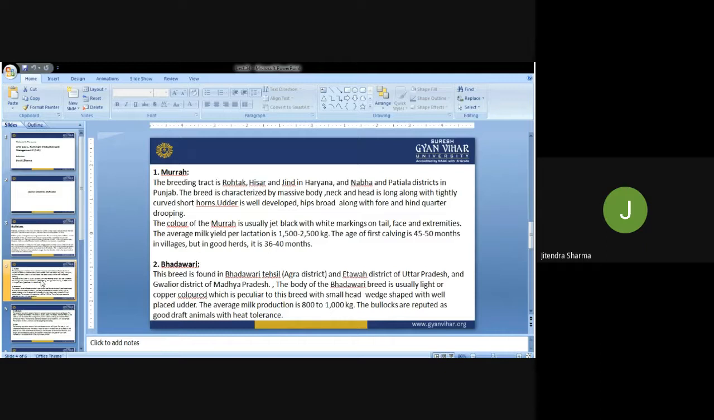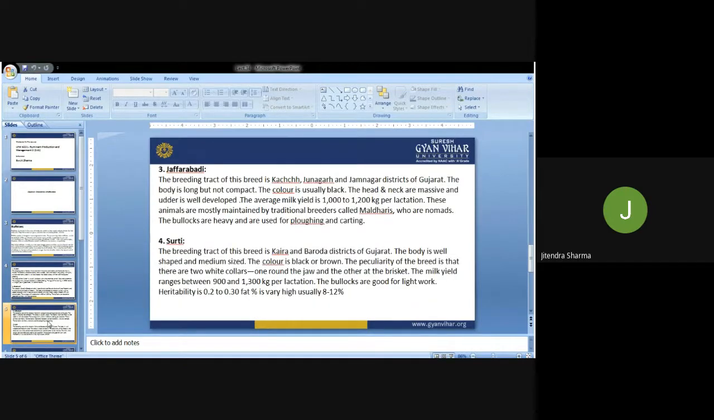The head of the breed is smaller as compared to other breeds. It is wedge shaped with a well placed udder, and the average milk production expected from this breed is around 1000 kg. The bullocks are reputed as good draft animals with heat tolerance.